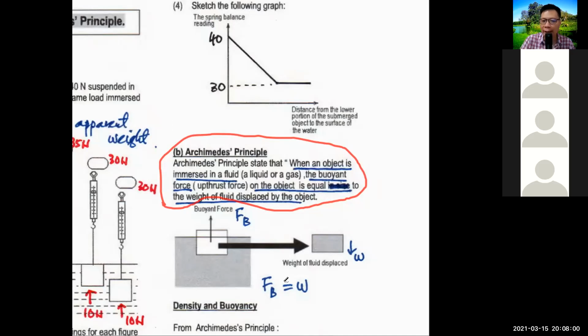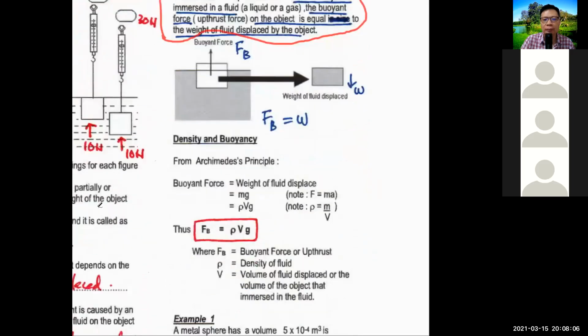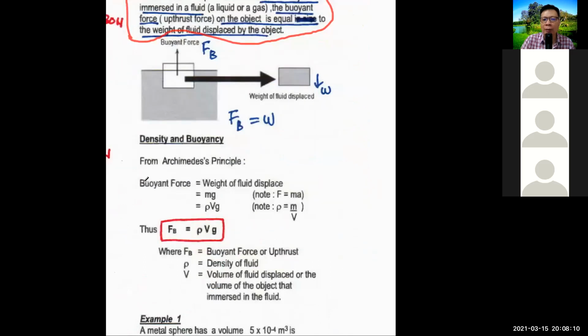Okay, another one is density and buoyancy. Go straight to the formula. You have seen the buoyant force, right? Since the Archimedes principle says the buoyant force is equal to the weight of fluid displaced, and the weight is mg, as we learned before.